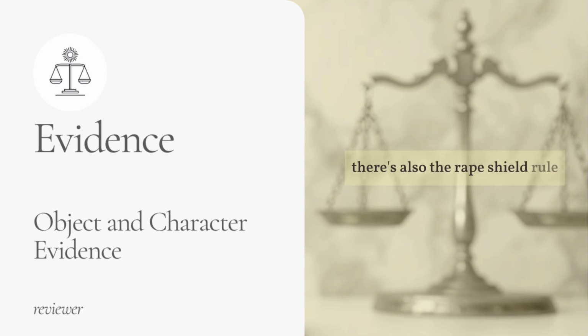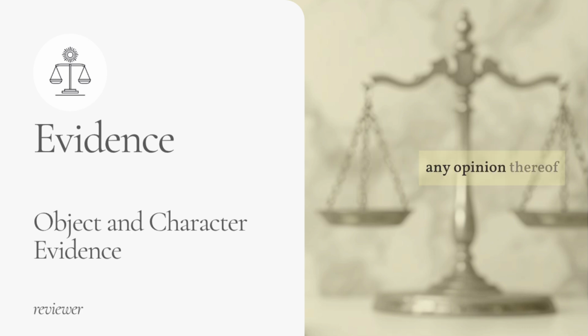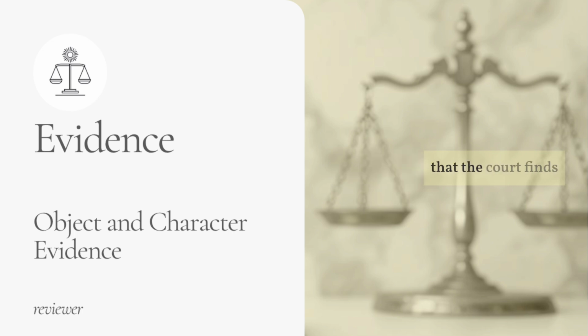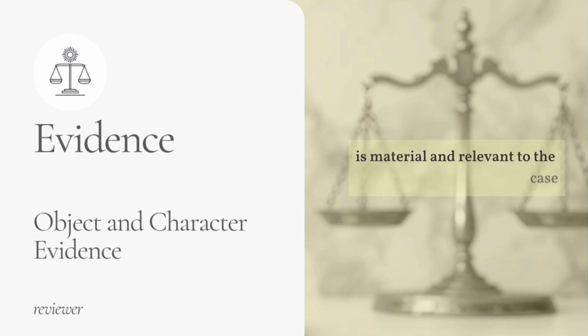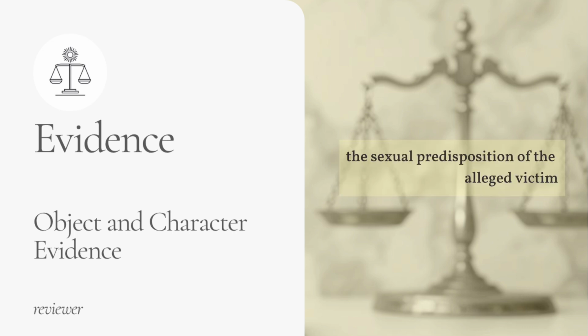There's also the rape shield rule, where evidence of a complainant's past sexual conduct, any opinion thereof, or of the reputation of the complainant's past sexual conduct shall not be admitted unless and only to the extent that the court finds that such evidence is material and relevant to the case. There's also the sexual abuse shield rule. The following evidence is not admissible in any criminal proceeding involving alleged child sexual abuse: evidence to prove that the alleged victim engaged in other sexual behavior, and evidence offered to prove the sexual predisposition of the alleged victim.